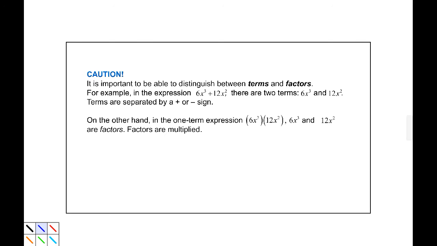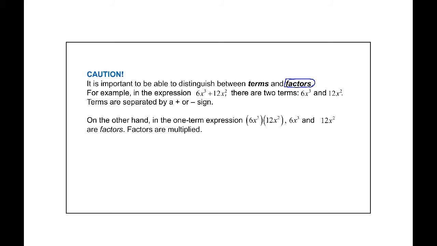Caution. It's important to be able to distinguish between terms and factors. Factors are items that are multiplied, whereas terms we often see as added or subtracted. For example, in the expression 6x cubed plus 12x squared, there are two terms, 6x cubed and 12x squared. They're separated with a plus or a minus.